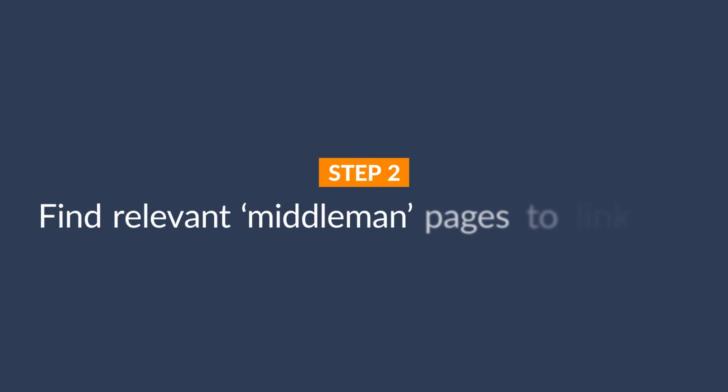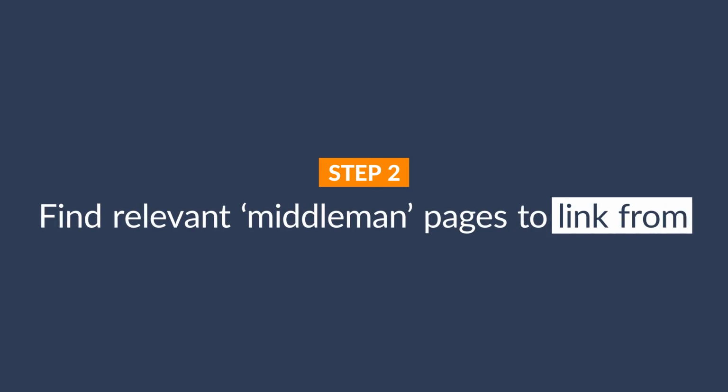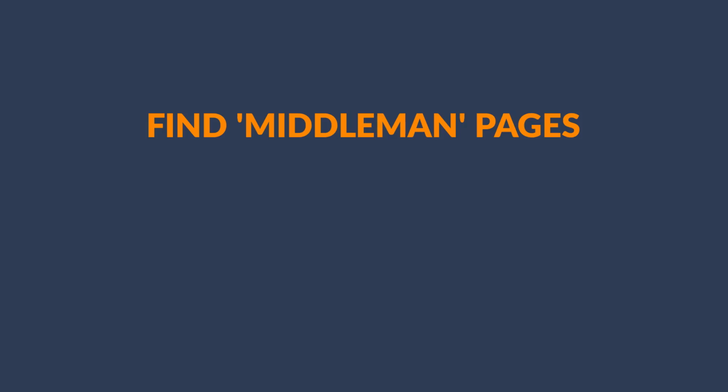If you set up e-commerce or goal tracking, you can look through your reports for pages that have a good balance between traffic, conversion, and revenue. Alright, step 2 is to find relevant middleman pages to link from. Now remember, the middleman is your blog, so we want to find pages that are both authoritative and relevant. There are two ways to do this.